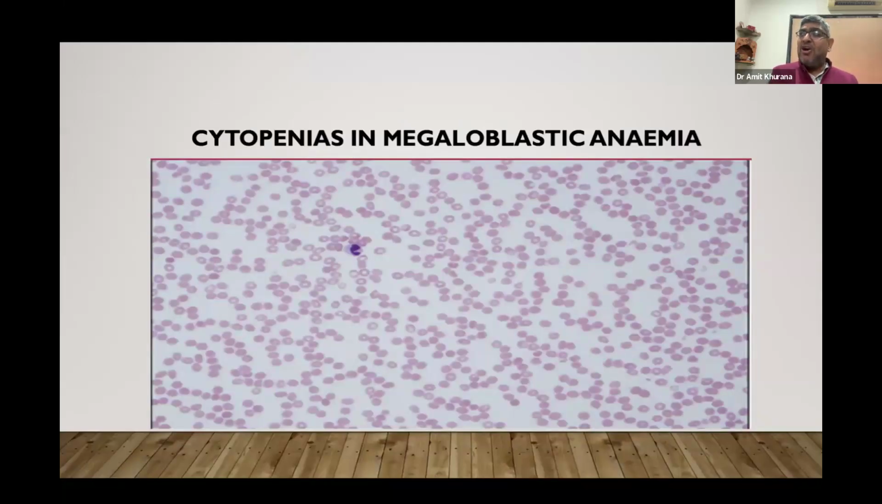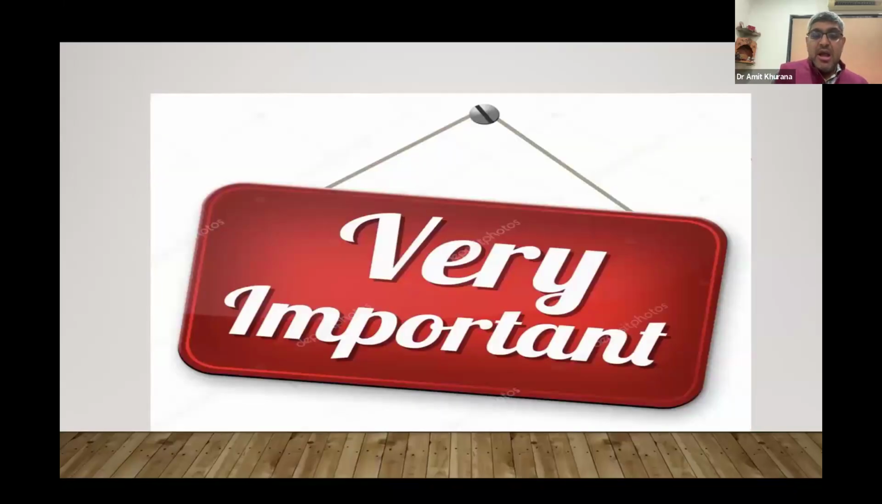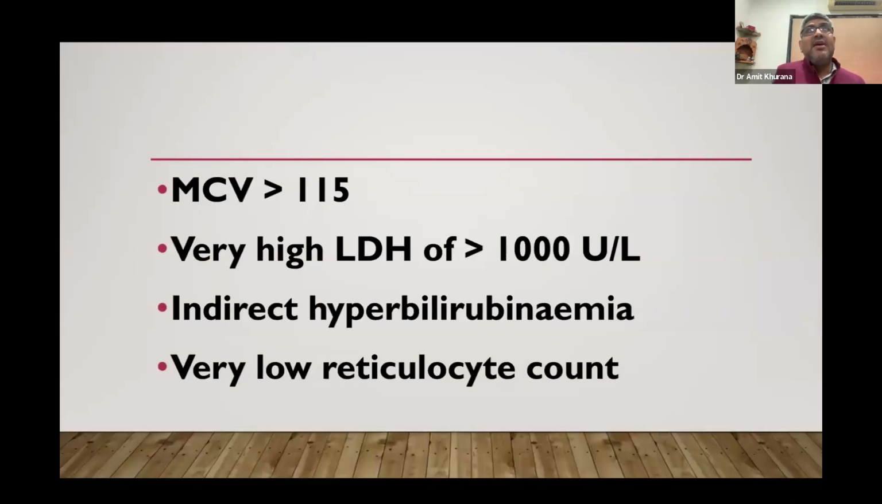In every patient of megaloblastic anemia, you will get cytopenias. You can get anemia, you can get leukopenia, you can get thrombocytopenia, but cytopenia will be clearly evident in your CBC report. But very, very important is your MCV in a case of megaloblastic anemia will cross more than 110. More so, it may also cross more than 115.